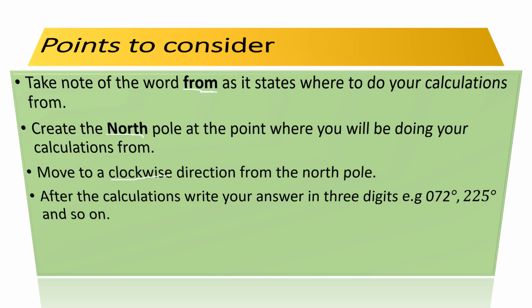Then the last point, after you've done your calculations, write your answer in 3 digits. If you have gotten 72 degrees, write it 072 degrees. For example, you can also write 250, 225 degrees, and so on. So when you know these points and you understand them, then bearing will be simple for you like never before.